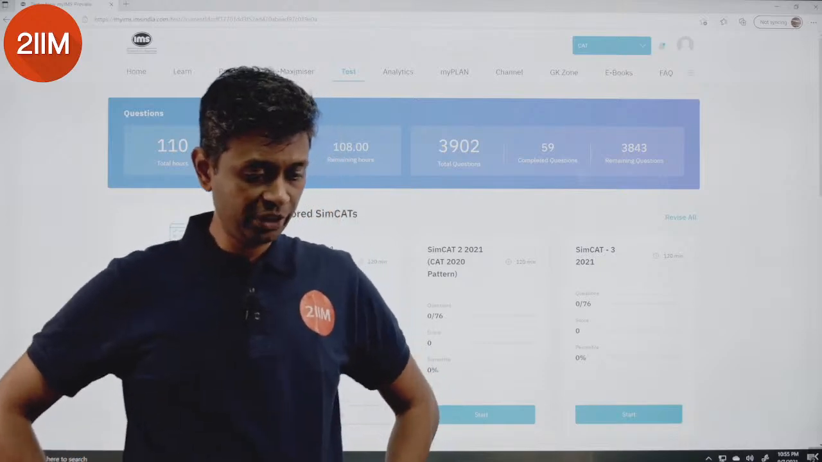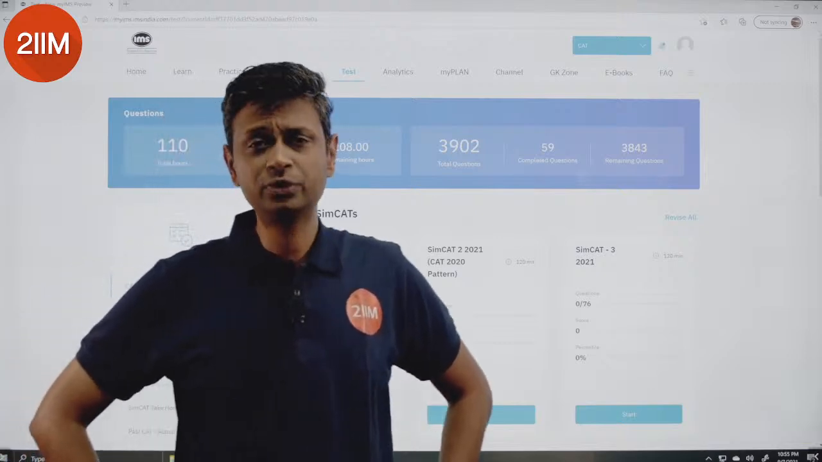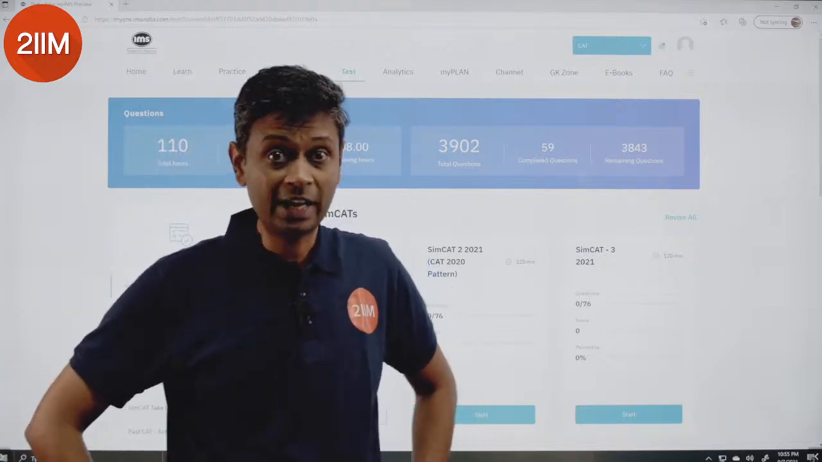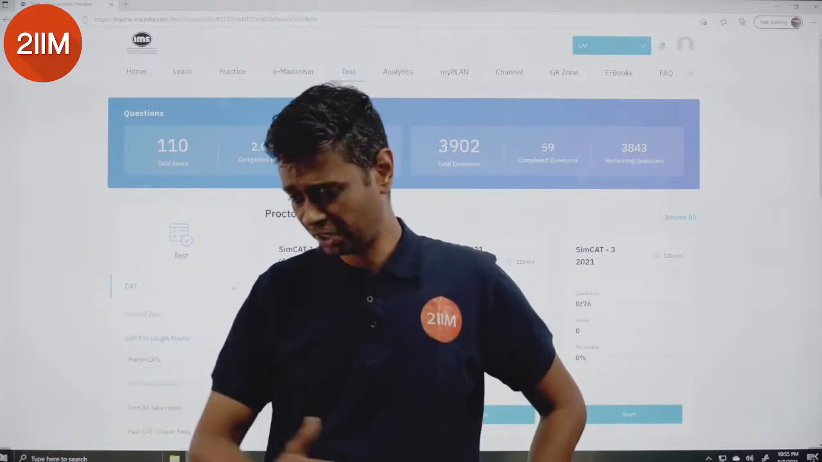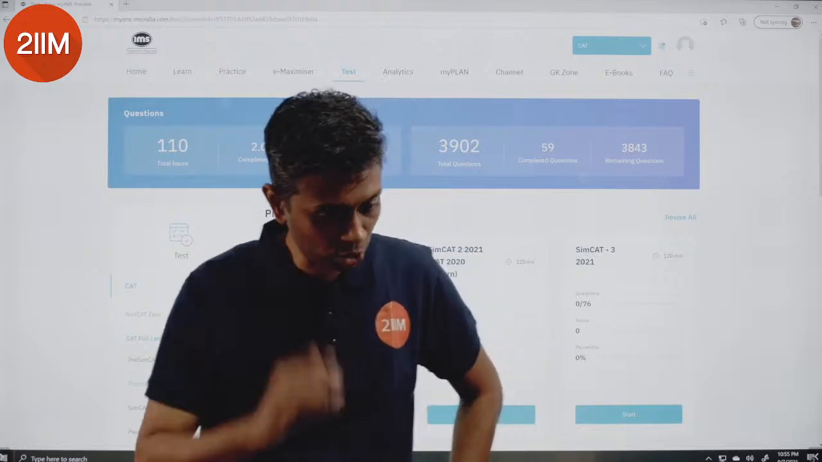Scoring low in mocks, like 50. This is Prithvi Khanna. 50 is not that low. 50 is a decent score. I think from now, if you take a bunch of mocks and keep amping it up, it can go to 85, 90. You have time, lots of time. Take lots of mocks, your scores will automatically go up.